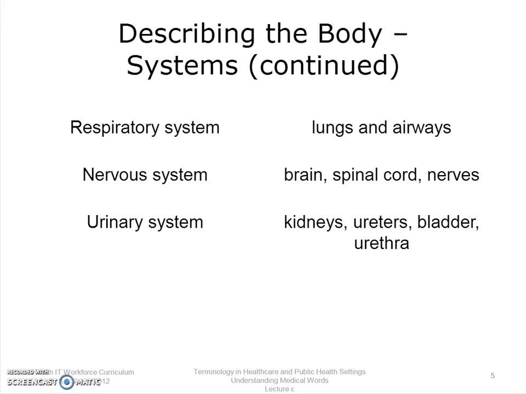The nervous system includes the brain, spinal cord, and nerves. It receives information from the body relating to the senses, including pain, touch, temperature, and body position. It coordinates body movement and stores and interprets memory and emotion. The urinary system includes the kidneys, ureters, bladder, and urethra. Its function relates to excreting urine and waste products.